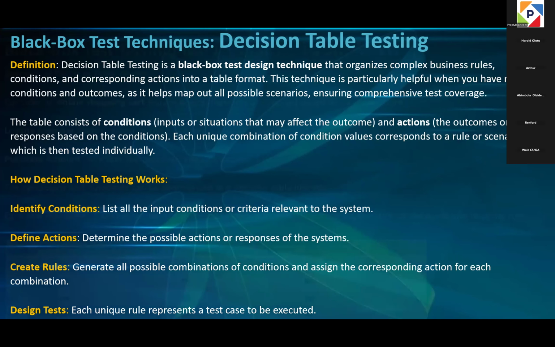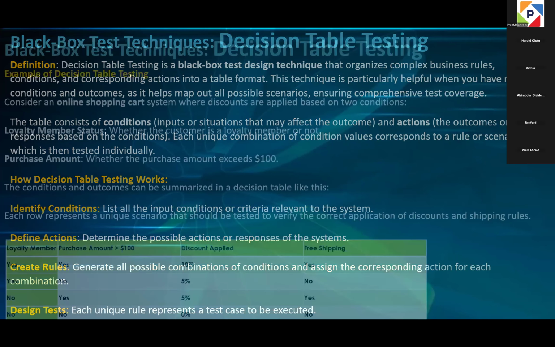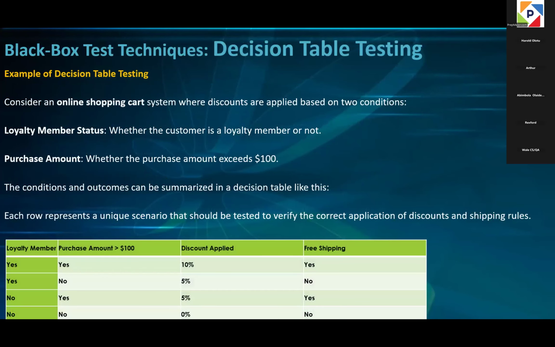For example, this one will give us a better understanding of what we are looking at. Let's consider an online shopping cart system where discounts are applied based on two conditions. The first condition is the loyal member status, right? Whether the customer is a loyal member or not. Then the second condition is purchase amount, whether the purchase amount exceeds 100.